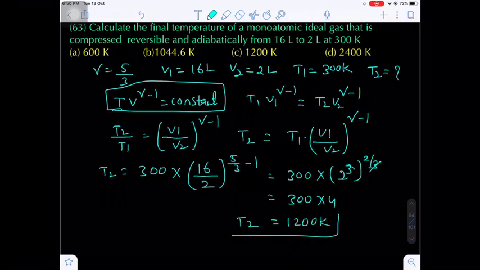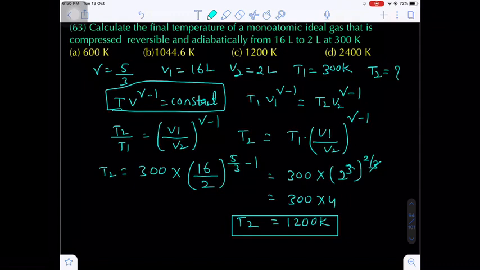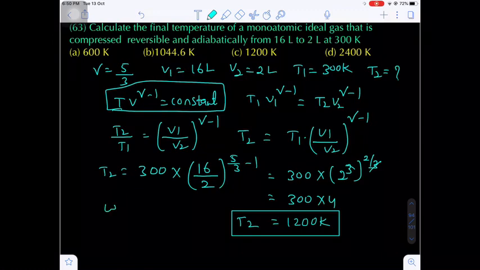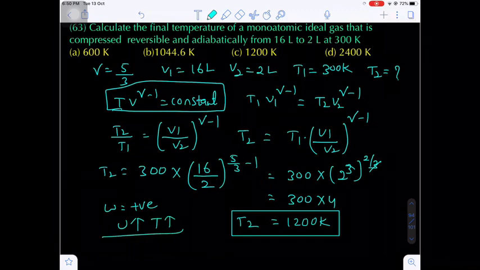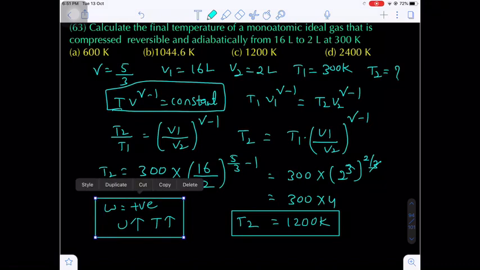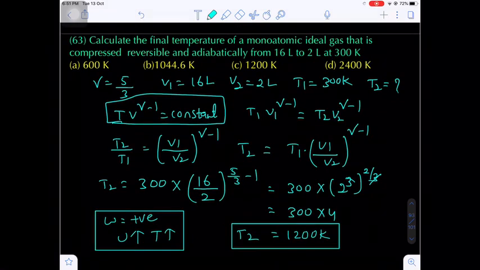What is the final temperature? 1200 Kelvin. Remember, does the final temperature increase or not? Yes. Why does the final temperature increase? Because W is positive, internal energy increases, so the final temperature also increases. Are you getting my point? So this statement is very, very important. That means option C is the correct one.